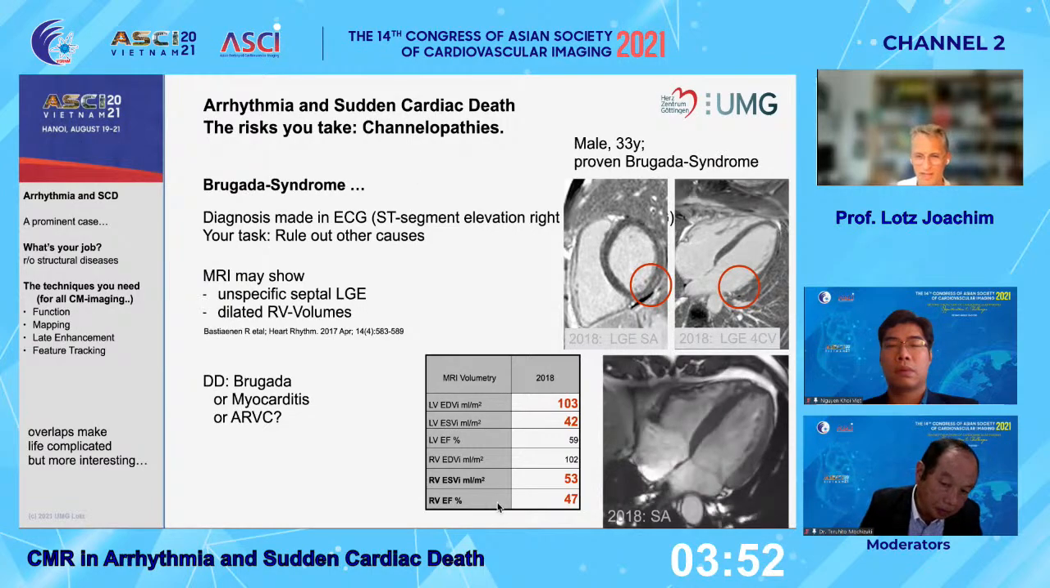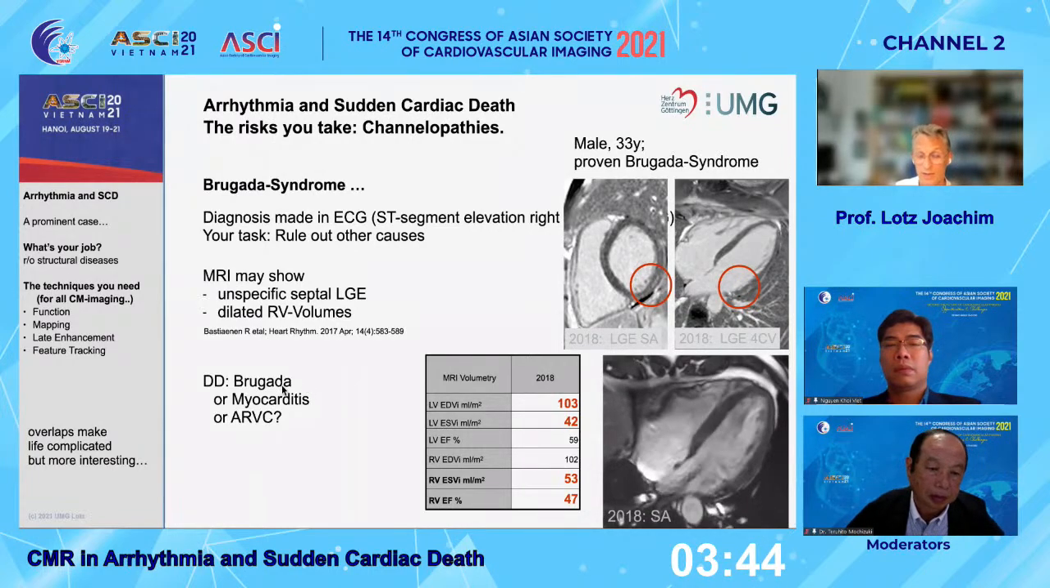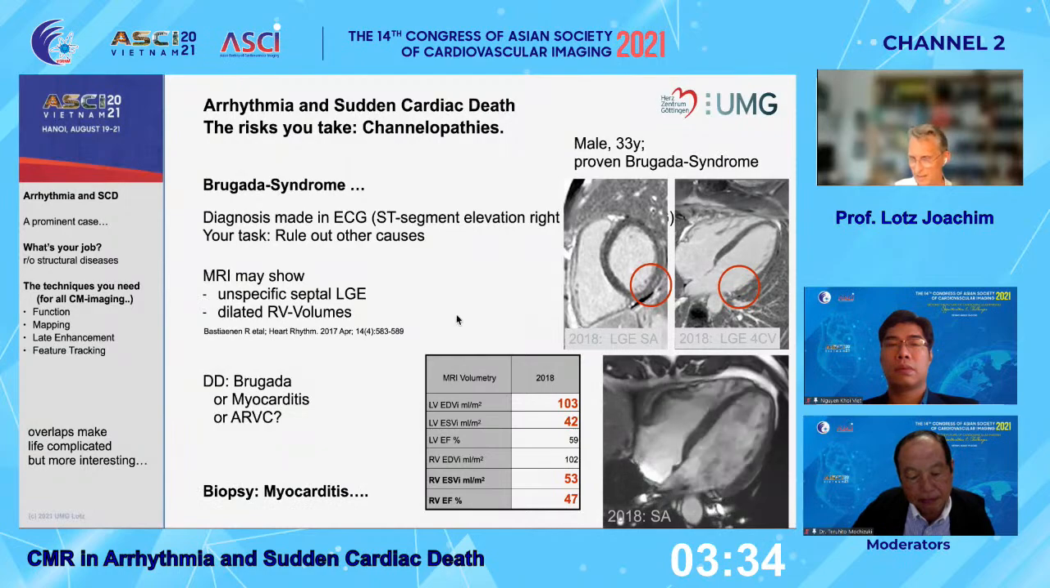So he kind of matched the criteria for ARVC, but the whole picture didn't really match to that. And we did know that he's a Brugada syndrome and not an ARVC in the ECG changes. So actually, what happened is he was biopsied and it was myocarditis. So overlaps make life complicated, but more interesting, of course.